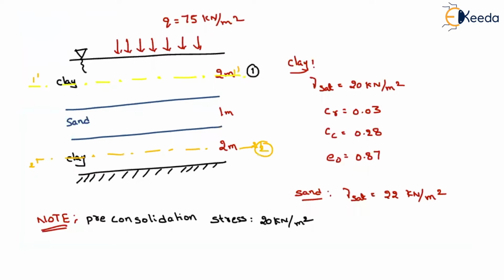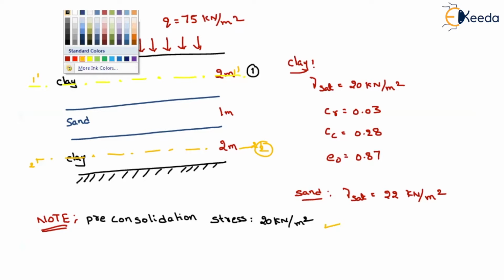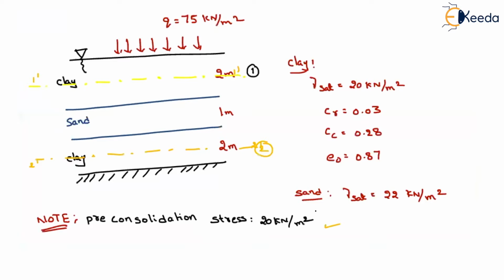If you see the given data, they have given a recompression index and also a compression index. This is how we have to check the pre-consolidation stress. As we know the initial void ratio and compression index, by which formula can we find the settlement? The settlement is H naught into Cc divided by 1 plus e naught, into logarithm of final stress divided by initial stress. Now, as our soil structure is subjected to pre-consolidation pressure, let us say this pre-consolidation pressure is sigma C.